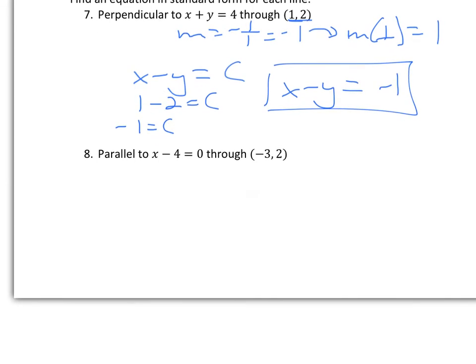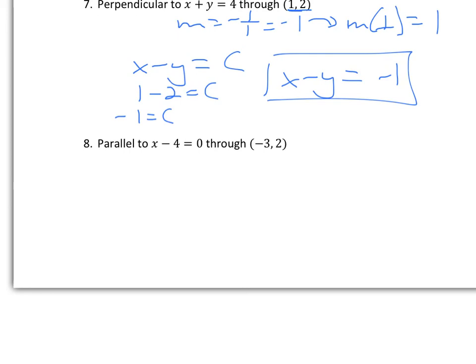Bam. Last one, parallel to x minus 4 equals 0. I don't want to use x minus 4 equals 0. I want to get x by itself. So x equals 4 is what that graph really is, which we know is a vertical line at x equals 4, so 4 to the right. And we're going through (-3, 2). So I'm looking for the vertical line that goes through (-3, 2).